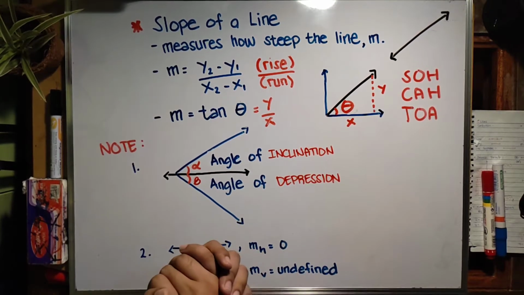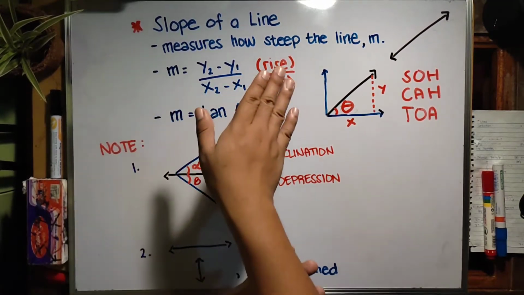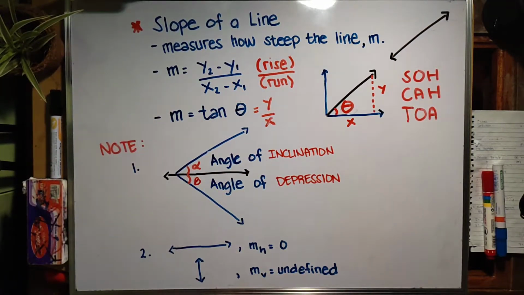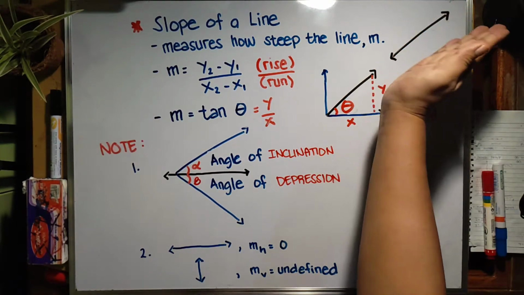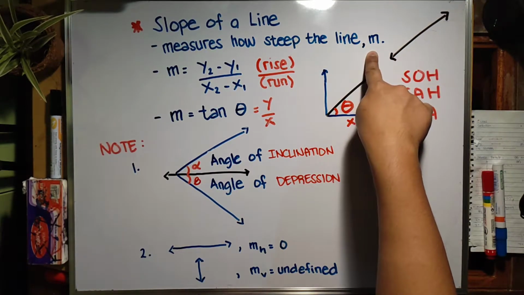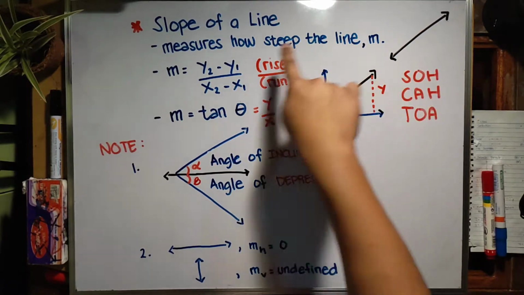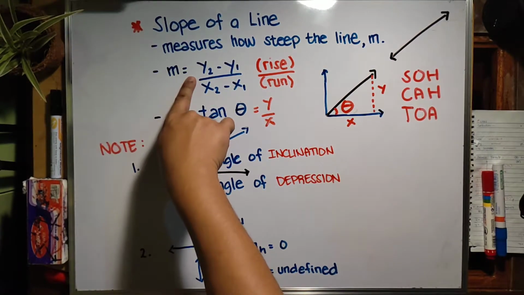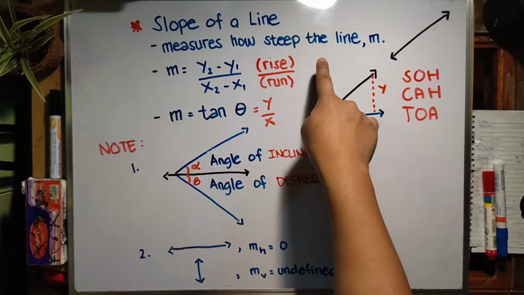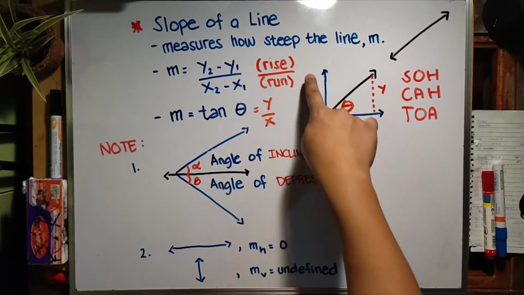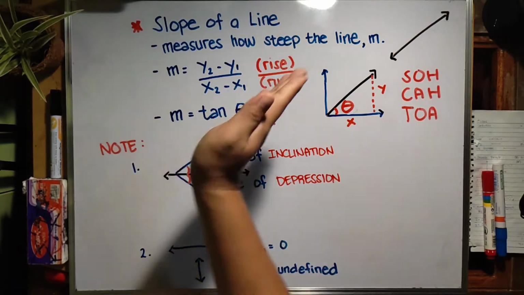Now let's talk about slope of a line. Okay? When you say slope of a line, it measures how steep the line is. So when you say slope, it is how tilted yung line natin. It is denoted as small letter m. Okay, by equation, m is just y2 minus y1 over x2 minus x1. Also known as the rise, which is the y, over run, which is the x.